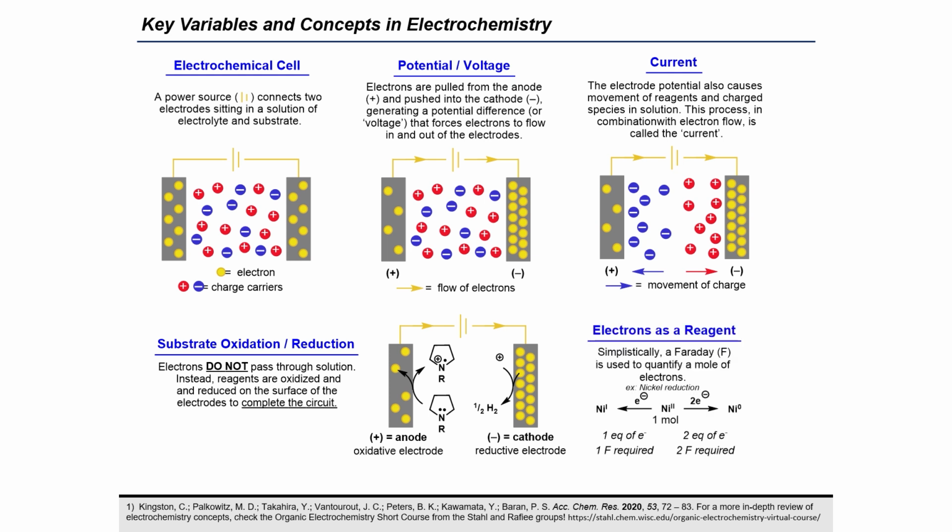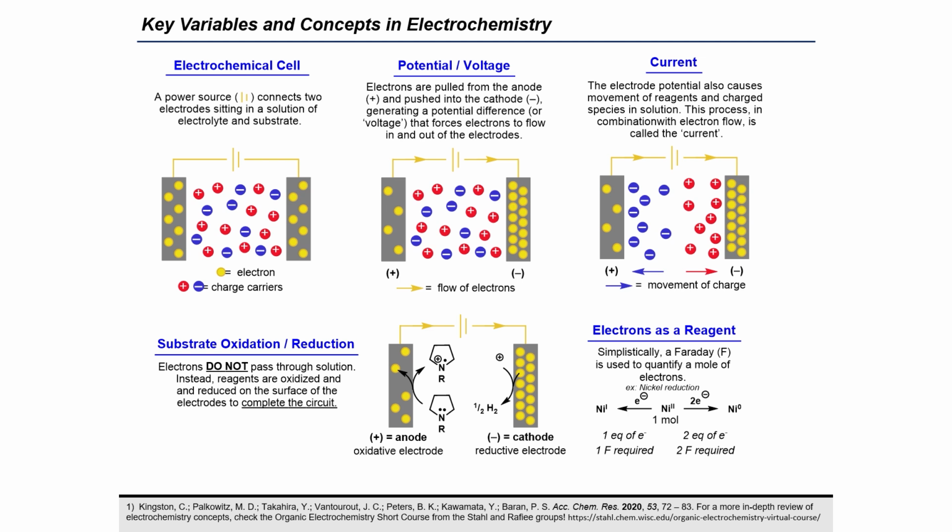Finally, chemists like stoichiometry, so throughout the literature and the rest of the talk, we'll simply refer to the equivalence of electrons as a farad or a Faraday per mole. For example, if a reaction requires one equivalent of electrons, then it's written as 1 Faraday per mole. If it needs 2, then it's written as 2 Faraday per mole.